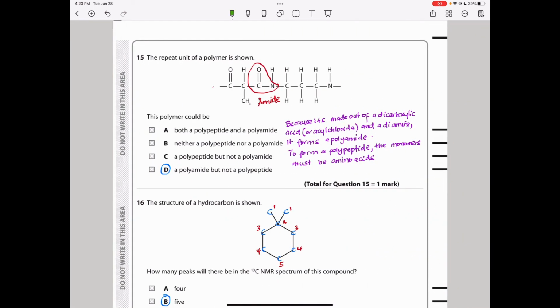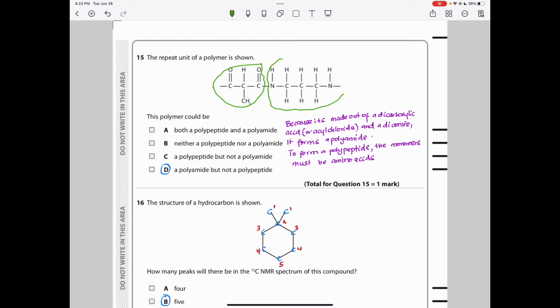Question 15 says, the repeat unit of a polymer is shown. So here they showed us a repeat unit, and they say this polymer could be, okay, let me first take it away. You can sometimes use the elimination method to rule out. This polymer is formed between, as you can see, this part here from the carboxylic acid group, and that part here from an amine group. It looks like it is from a dicarboxylic acid and a diamine, or it could be a diacyl chloride and a diamine. We couldn't tell because there is no OH.